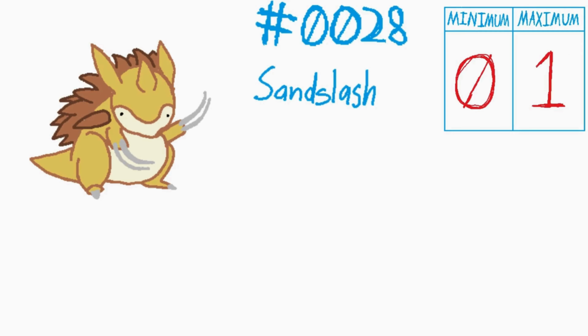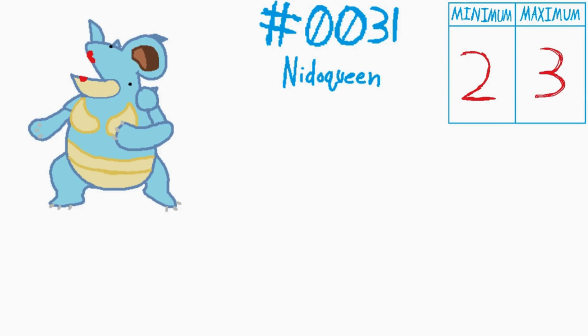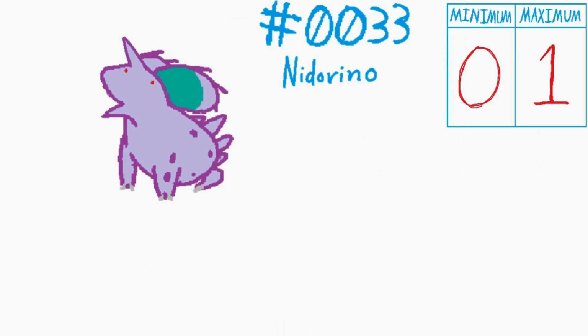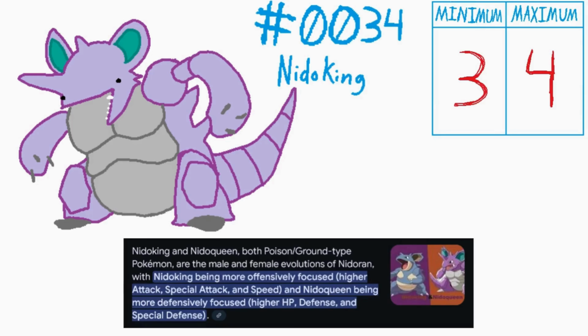Sandslash, maybe he could like cut the brake lines of the truck or whatever. I don't know. Nidorina can literally destroy boulders, so they could smash up the front end of the truck pretty well. Nidoqueen is even stronger than Nidorina. Nidorino is Nidorina but male. Nidoking is Nidoqueen but stronger. Do not call me sexist, please. I guess that's just how it is.